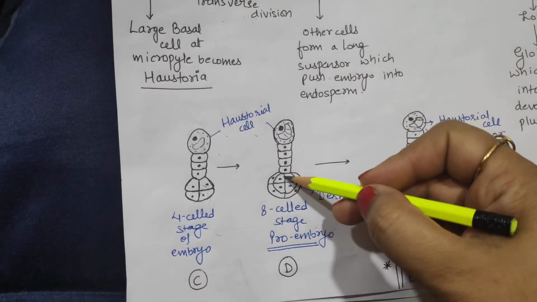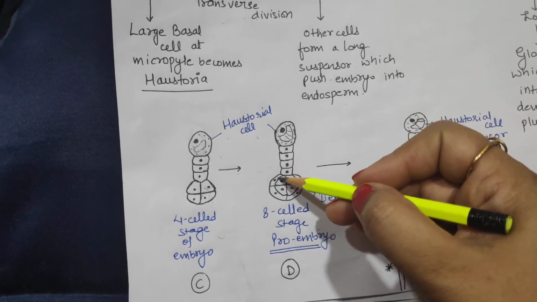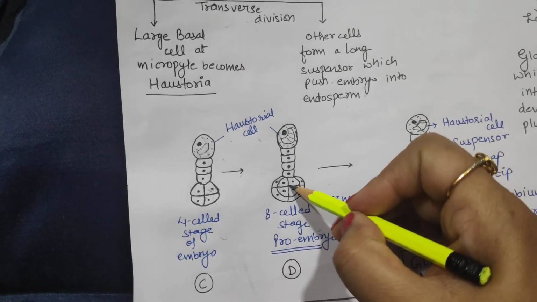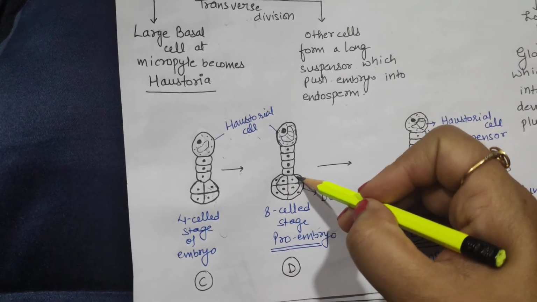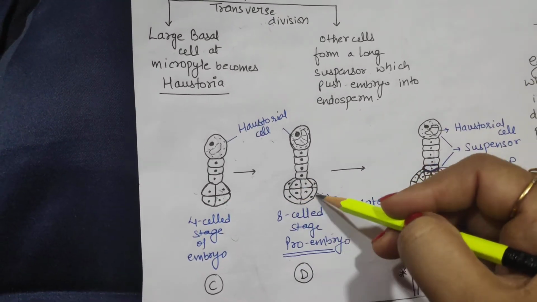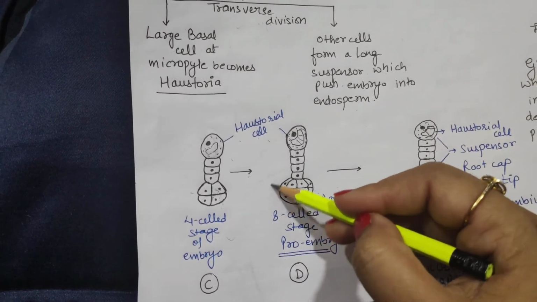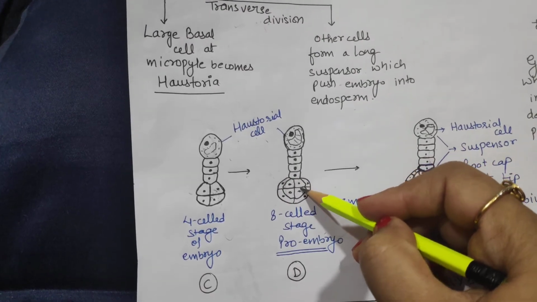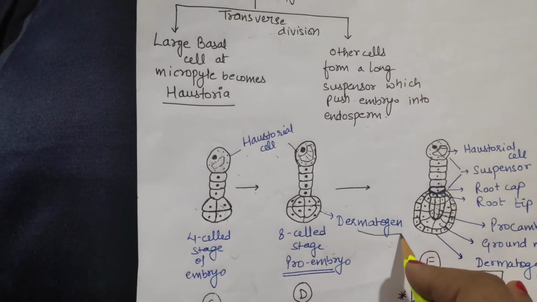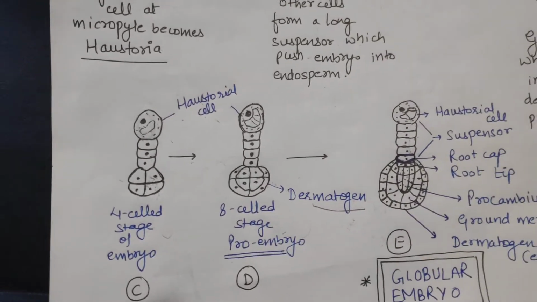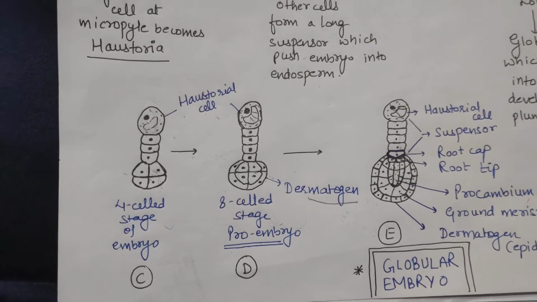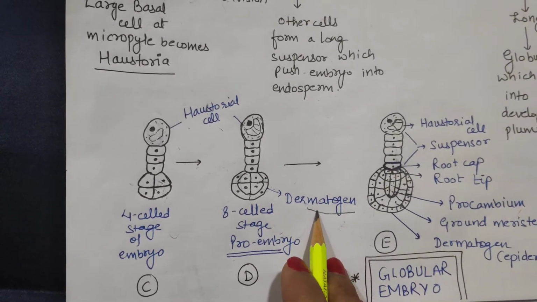Now, inside these four cells, further divisions will happen, and due to which we get one more set of 4 cells. So 4 cells are inside and 4 cells are outside. In these four cells the division continued, and we get another set of 4 cells which are making the external lining, while these 4 cells are the internal lining. These external cells in future are going to make the outermost layer of the plant body, that is called the epidermis. So this layer is going to be called the dermatogen.